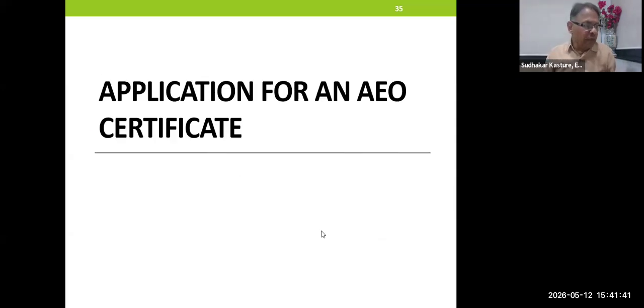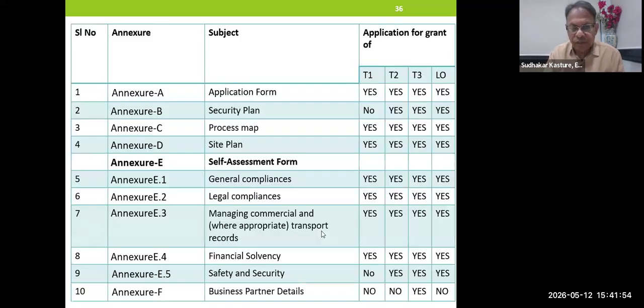Now, how do you make the application? When you look at the application, and applications are different for different categories, therefore, this is something we must see carefully. I made a chart. Annexure 1, application form. Annexure B, security plan. Annexure C, process map. Annexure D, site plan. Annexure E, self assessment form.